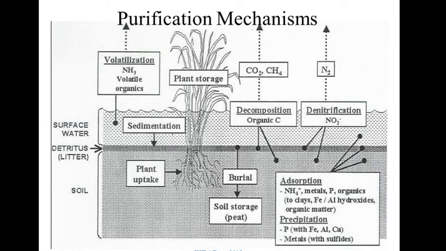That is, first, sedimentation, the settling of solids from wastewater at the bottom, then decomposition of organic content which releases CO2 and CH4, similarly denitrification of nitrates which releases nitrogen. Next, volatilization of volatile organic compounds, and adsorption at the root system, and precipitation. So these are all the actions which take place at the wetland plants. This is the purification mechanism.